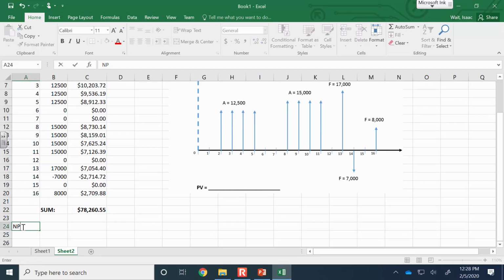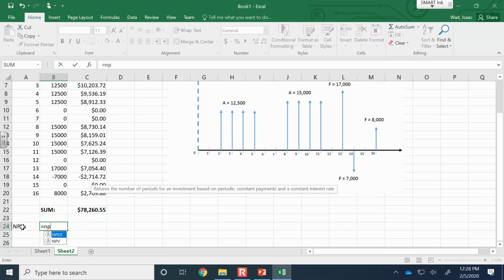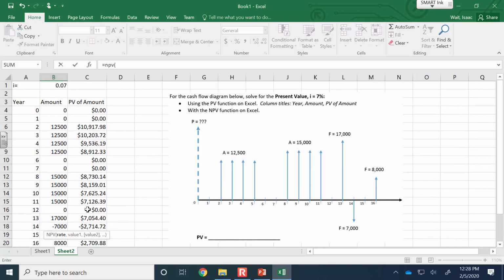So here I'm going to be using the NPV function. And so that is equals NPV, parentheses, and it starts to give you clues. All right, so rate. Let's just click on the location where we have the interest rate. And normally we'd press the F4 button to anchor that reference, but in this case we don't need to, because we're not going to be repeating this function over and over again. We're just going to do it one time. So I won't bother to anchor the reference.